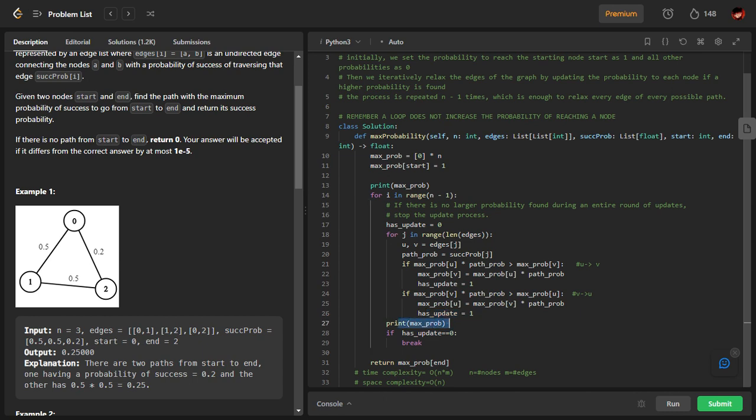After this loop ends, basically we're checking if has update is equal to 0. That means there has been no update made. If no update has been made, then there's no meaning to go for another loop. That's why we are breaking out of it.